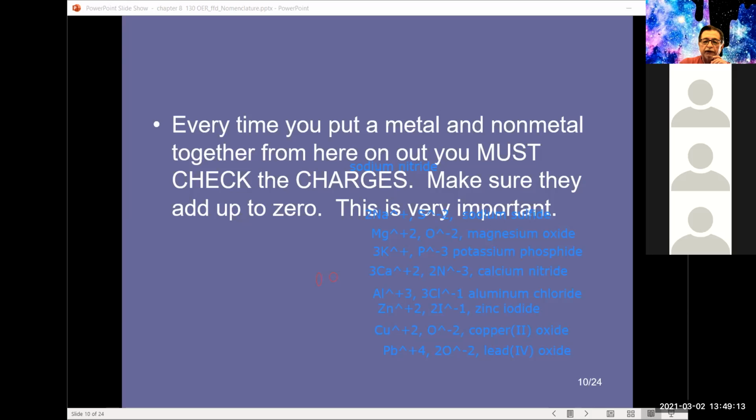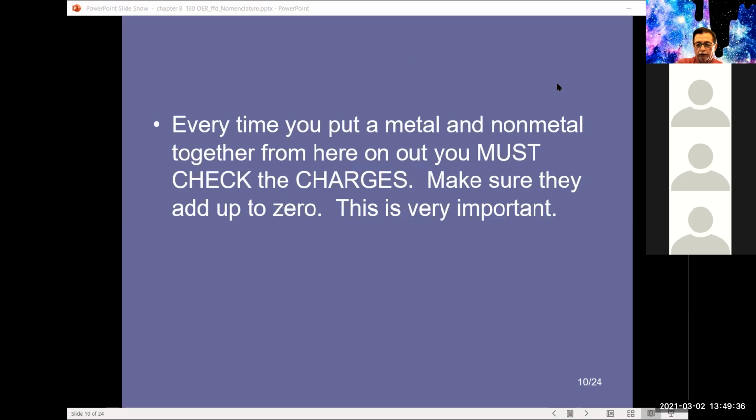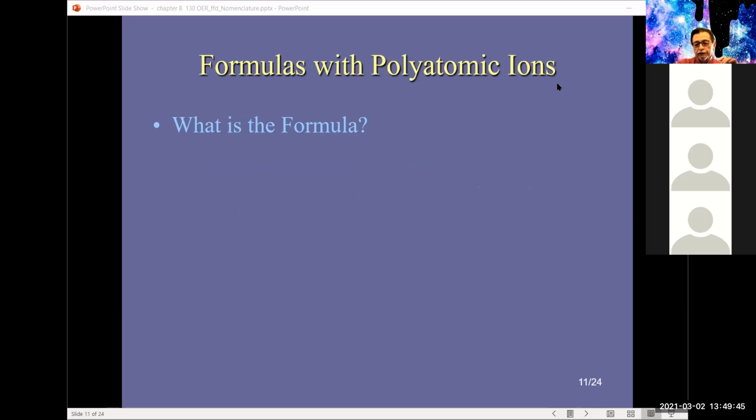All right, so let me cancel this. So every time you put a metal and a non-metal together, we're talking about ionic compounds. You make sure that they add up to 0 when we're putting them together, okay? Now, remember the general formula I gave you earlier where I said the total number of cations? Well, I'll come back to this.